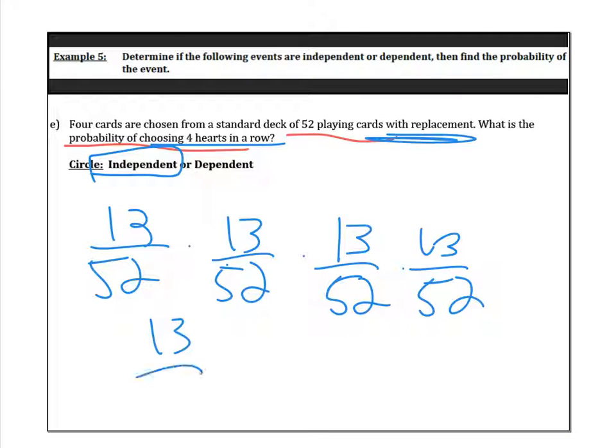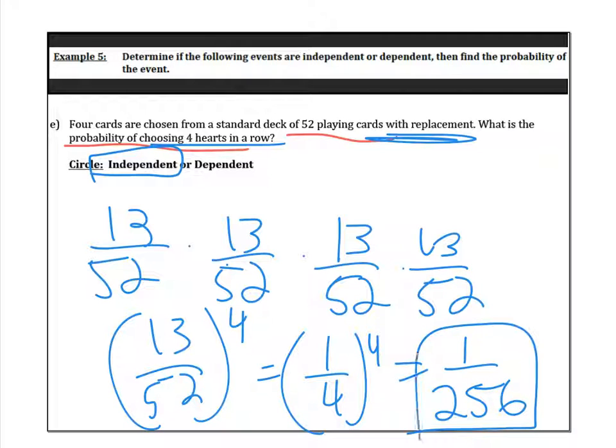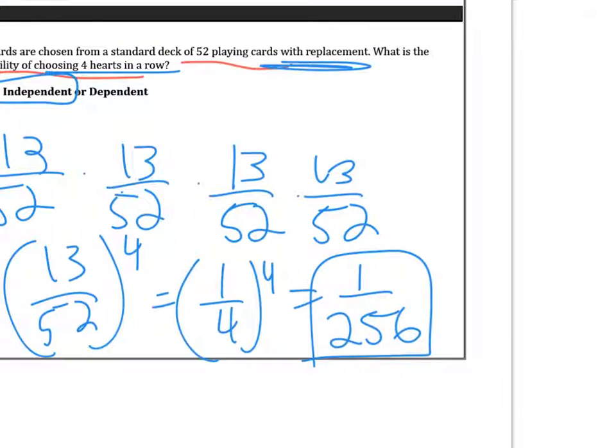So another way to think about that would be 13 out of 52 raised to the 4th. So 13 out of 52 is another way of saying 1/4 raised to the 4th. So the probability of doing that is going to be 1 out of 256. That's going to be my probability. So that's going to be 0.0039 as a decimal.